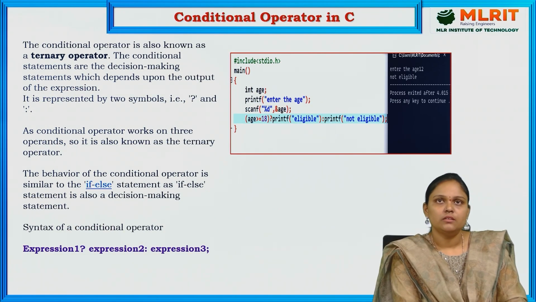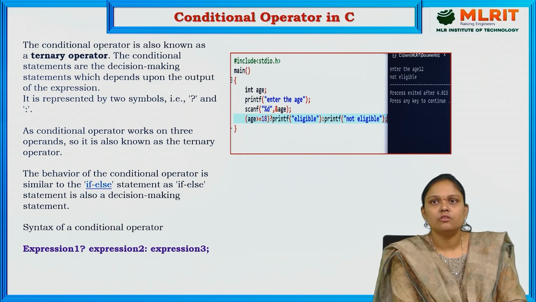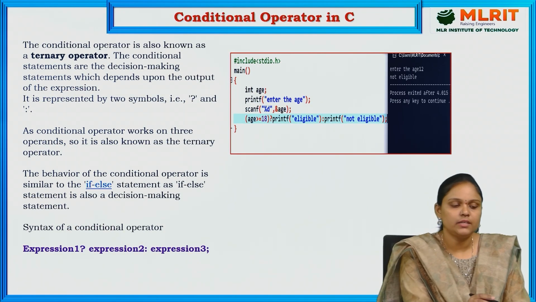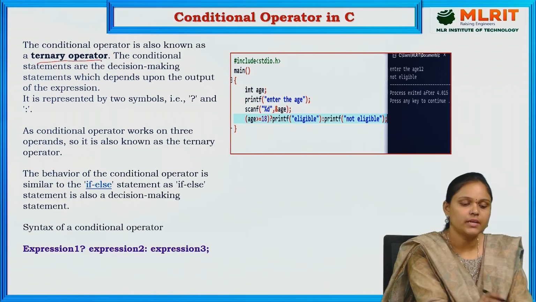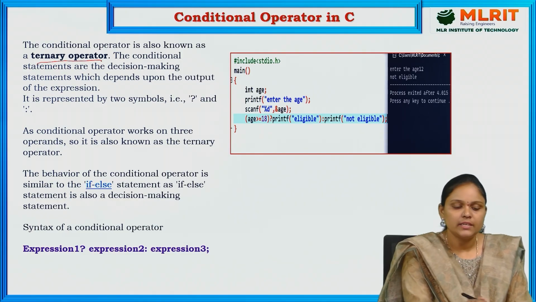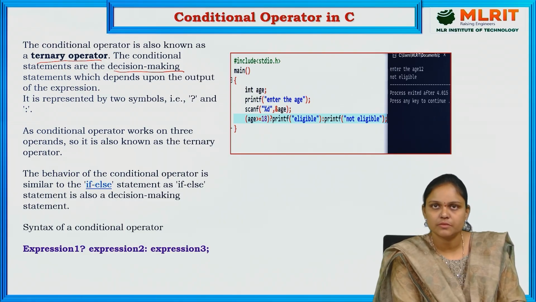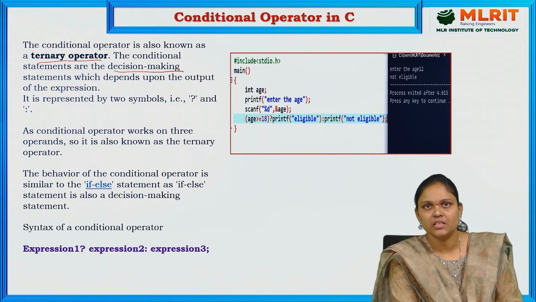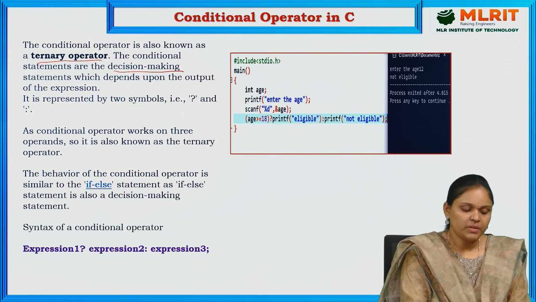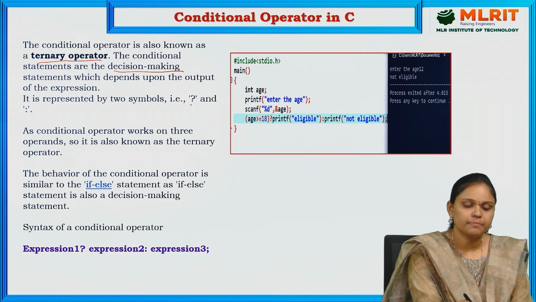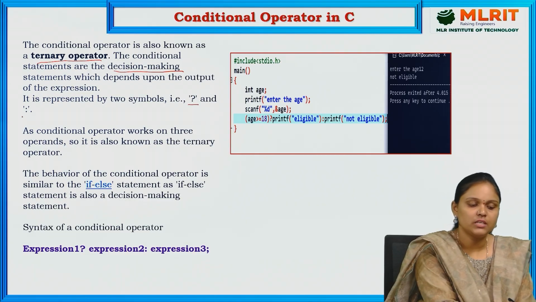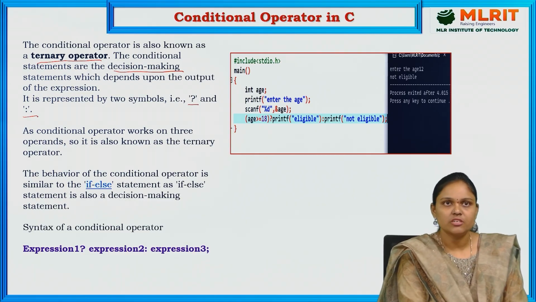And next is the conditional operator. The conditional operator is also known as a ternary operator. It is like a decision-making statement which depends upon the expressions. The operators that we are using here are the question mark and the colon.